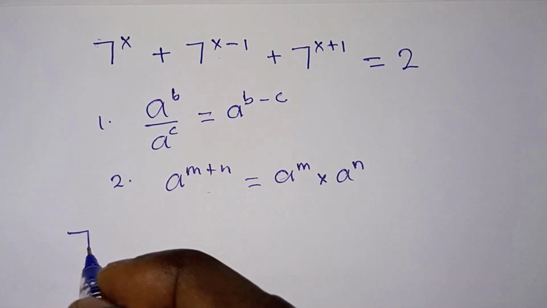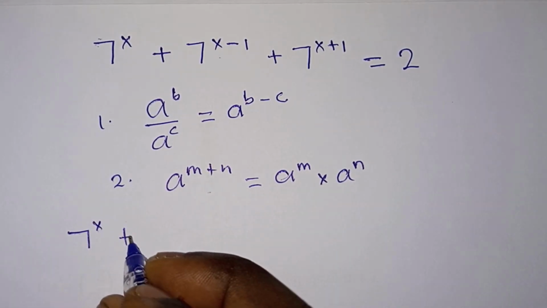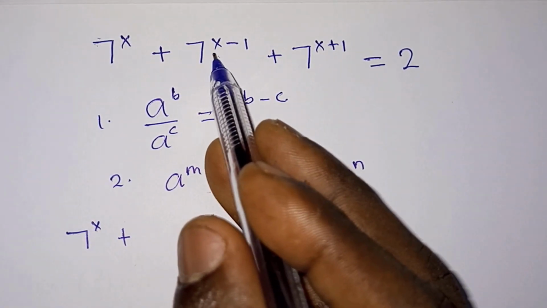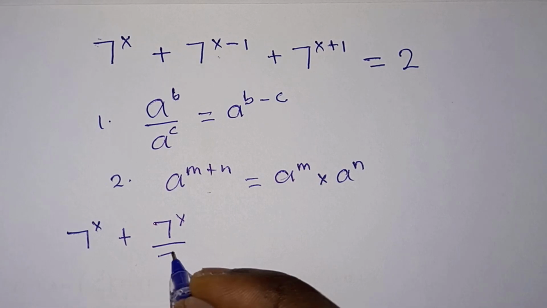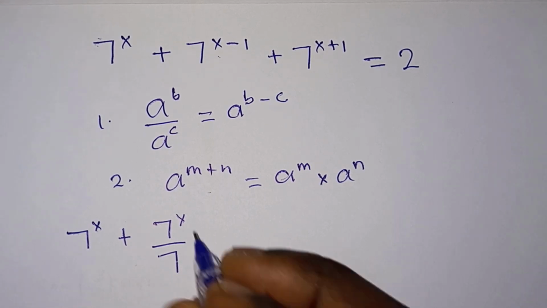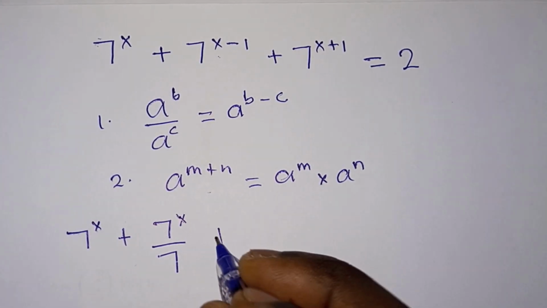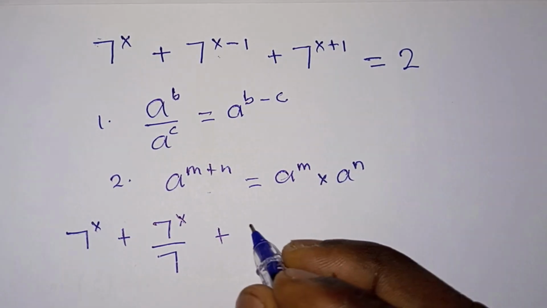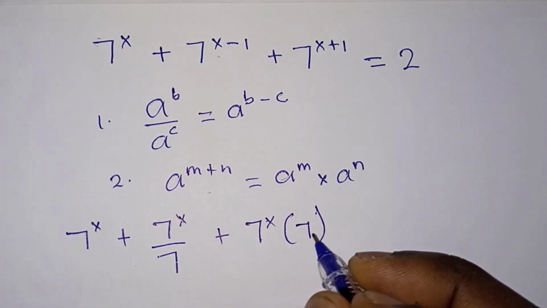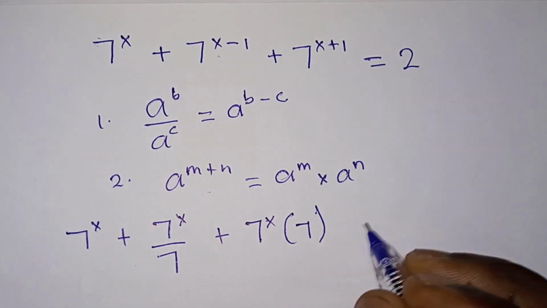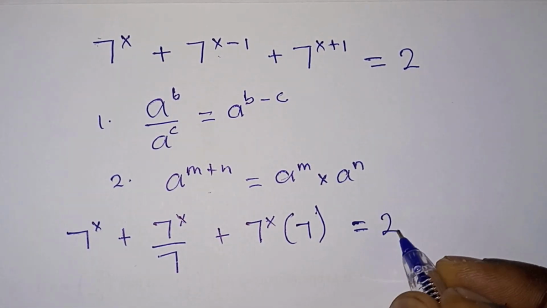We have 7 to the power x plus, like I said, this could be written as 7 to the power x divided by 7 to the power 1, which is still 7. Then plus, this one is the same as 7 to the power x times 7. We apply this rule over here, and this is equal to 2.